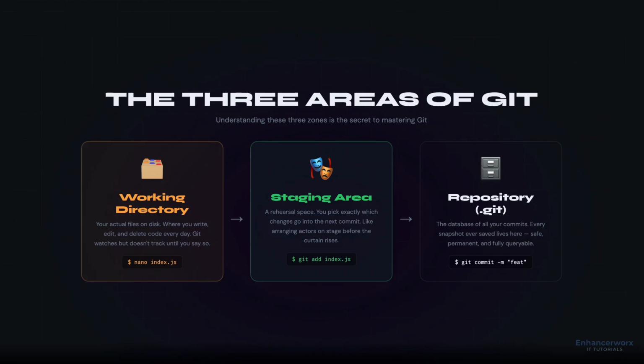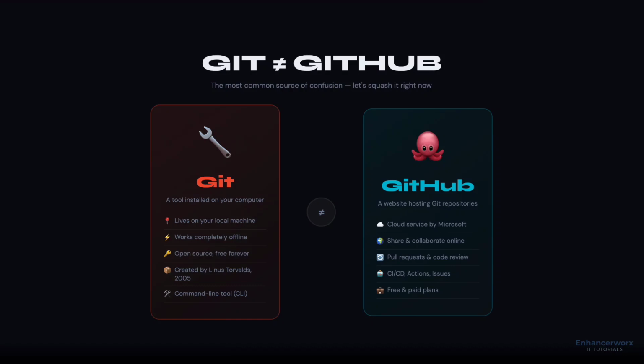Let's clear up the biggest confusion in the developer world. Git is not GitHub. Git is a tool you install on your own computer. It works completely offline, was created by Linus Torvalds in 2005, and is free and open source. GitHub, on the other hand, is a website owned by Microsoft that hosts Git repositories in the cloud so teams can collaborate. You use Git locally. GitHub is just one way to share that work online.